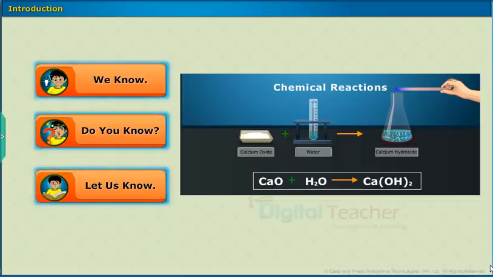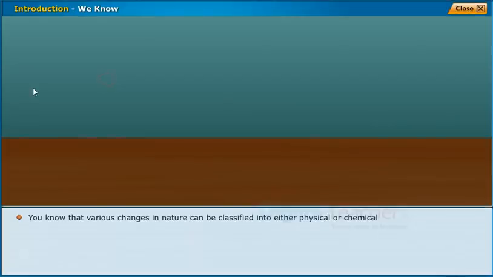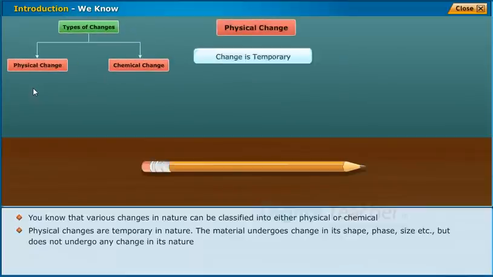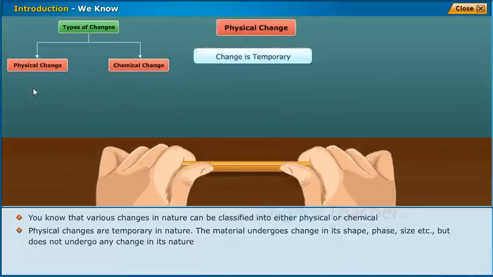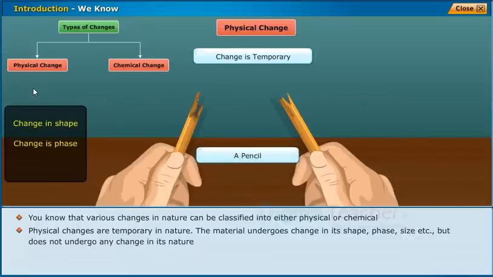Introduction. Before entering into the chapter, follow the instructions shown on the screen. Click each tab to learn more. You know that various changes in nature can be classified into either physical or chemical. Physical changes are temporary in nature. The material undergoes change in its shape, phase, size, etc., but does not undergo any change in its nature.